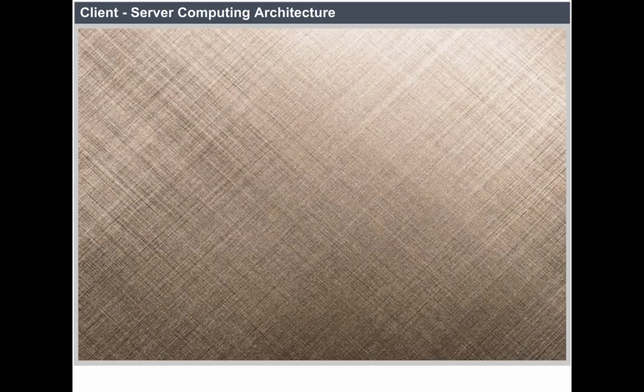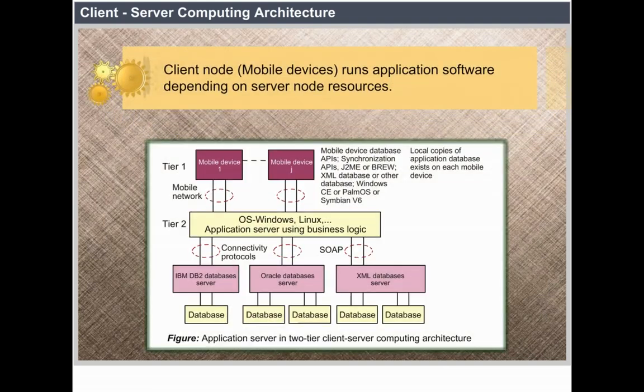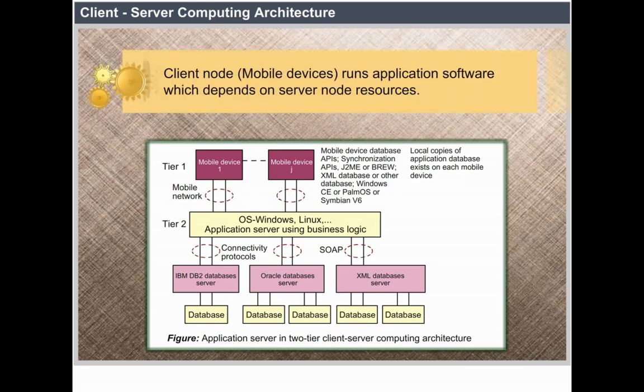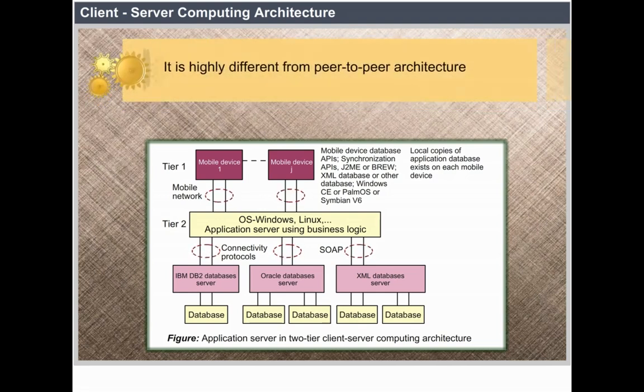Client-server computing architecture. A network architecture where a node, such as computers and computing devices, is either a client or a server. Client node, such as mobile devices, runs application software which depends on server node resources. Server node has larger resources and computing power than client nodes, different from peer-to-peer architecture.